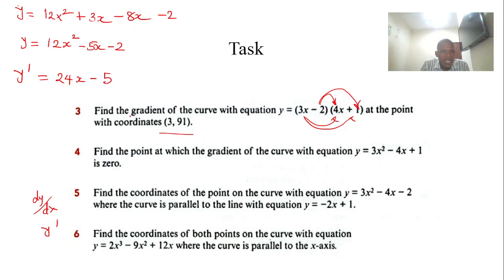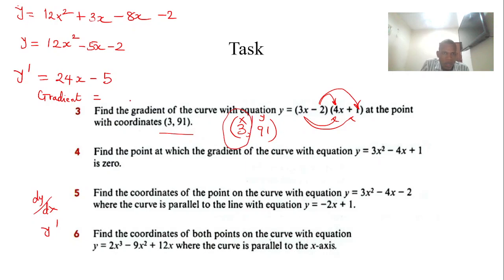Now we are asked to find the gradient of this curve at this point. My point here is 3, 91. So basically the value of x is 3, and y is 91. Now for us to get the gradient at that point, you are going to use the gradient function I just got, which is 24x minus 5. I am only going to plug in the value of x, not y, because my gradient function only has variable x. So I need just the value of x. I don't need the y.